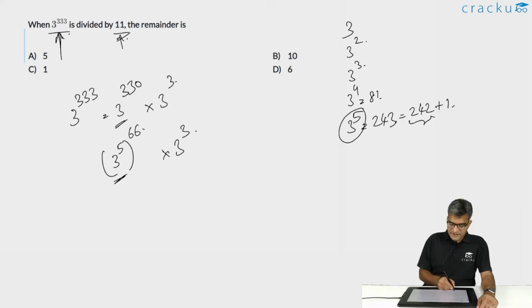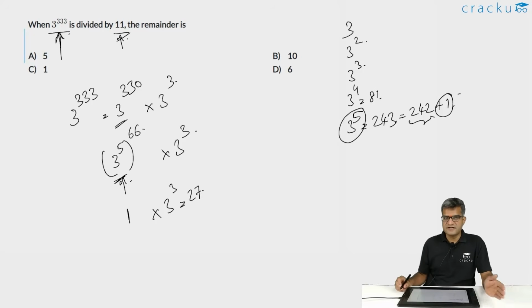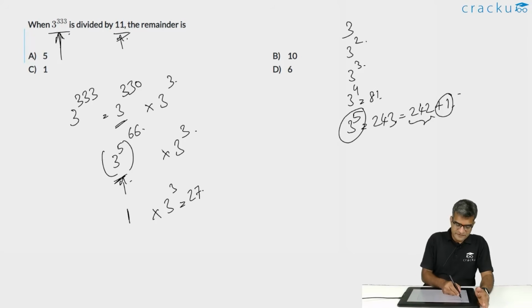Now 3 to the power 5 leaves a remainder of 1 when divided by 11. So 3 to the power 330 also will leave a remainder of 1 when divided by 11, and then you are left with 3 cube, which is 27. Now what is the remainder when 27 is divided by 11? That will be 5, which is option A.